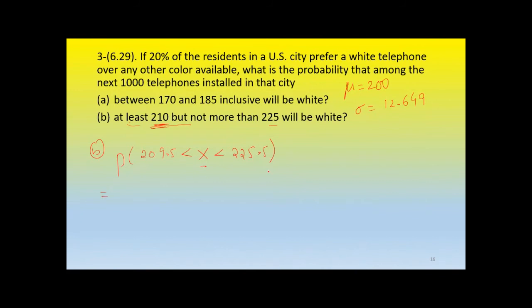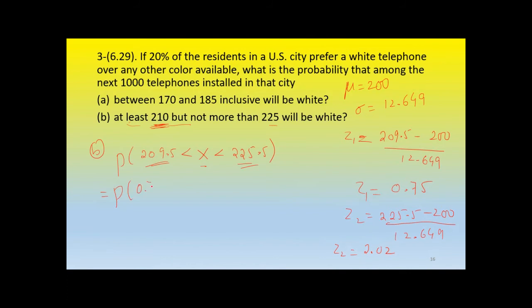Now find z values. Z1 for the first value of x, 209.5 minus 200 over 12.649. And the answer, use calculator, you will get 0.75. Check your answer. Z2 for the second value of x, 225.5 minus 200 over 12.649, and this Z2 value using calculator, you will find 2.02. This is Z1. So this probability can be rewritten as 0.75 less than Z less than 2.02.